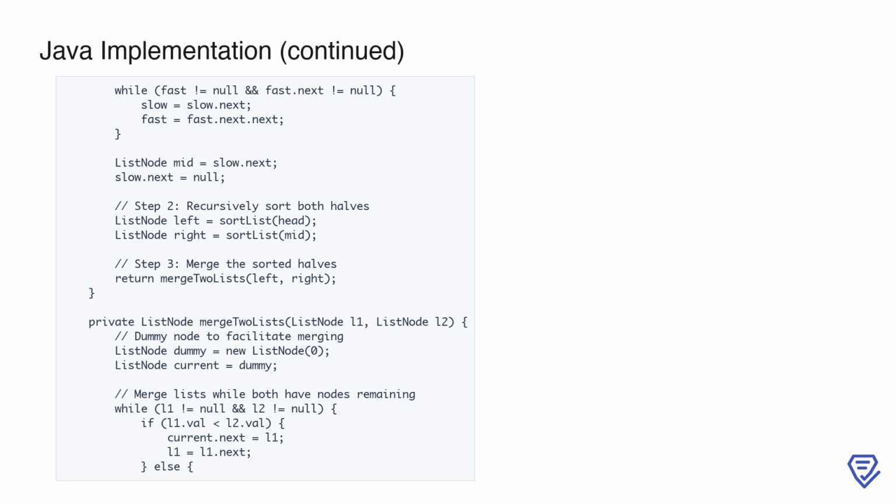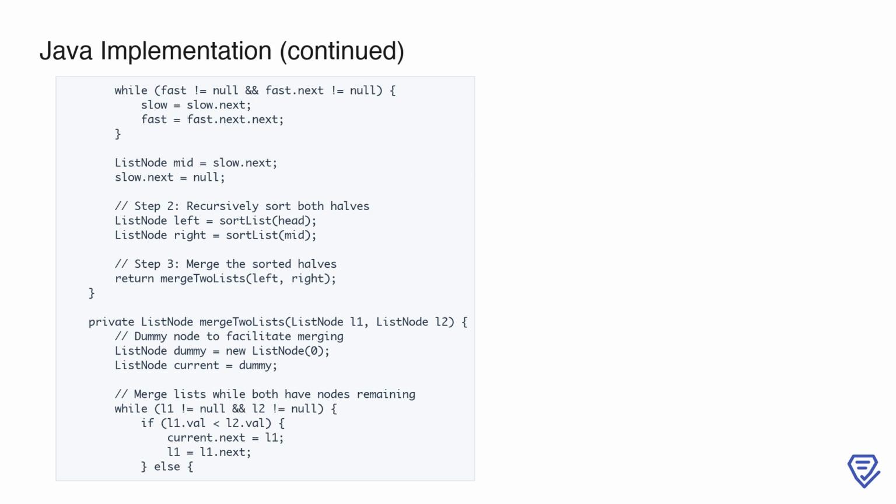The while loop ensures that the fast pointer moves twice as fast as the slow pointer, and when the fast pointer reaches the end, the slow pointer will be at the midpoint. Once we find the midpoint, we break the list into two halves by setting the next pointer of the slow node to null. This creates two separate linked lists.